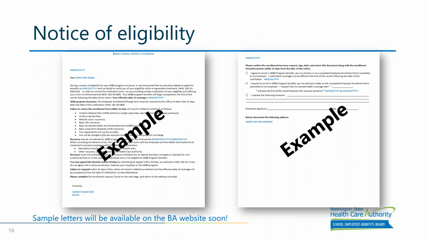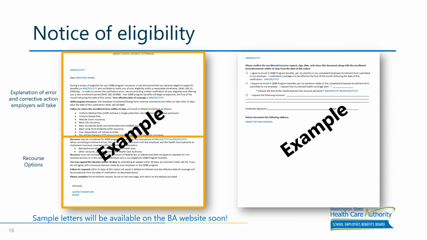So this is an example of the notice of eligibility, and these will be available on the BA website soon. It's separated into 4 different sections here. This is tailored towards your school district. This is just an example, a template. At the top, you're going to have your district letterhead. And in the top portion of the first page is an explanation of the error that the SEBB org made and the corrective action that the employer will take to make that employee whole.